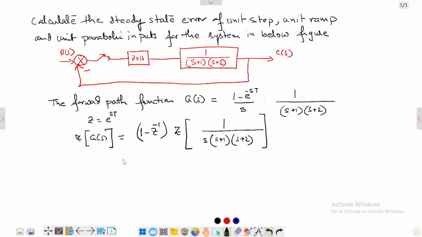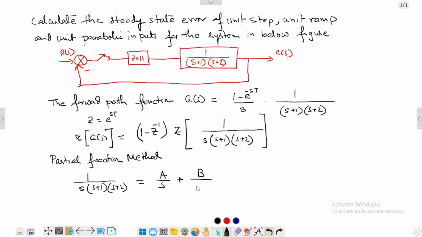We will apply the partial fraction method here, and by applying it, I can solve this equation and find the values. So, partial fraction method: 1 over s(s plus 1)(s plus 2) is given by A by s plus B by (s plus 1) plus C by (s plus 2).